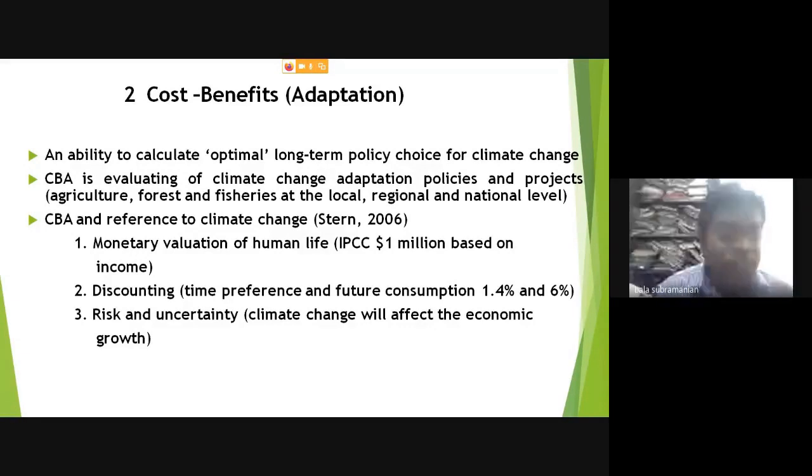Okay, thank you. So, the monetary valuation of human life. For example, what is the relation between monetary valuation and human life? In economics, we talk about the value of statistical life. So what is the value of our lives? The American economist Viscusi developed the theory of the value of statistical life.